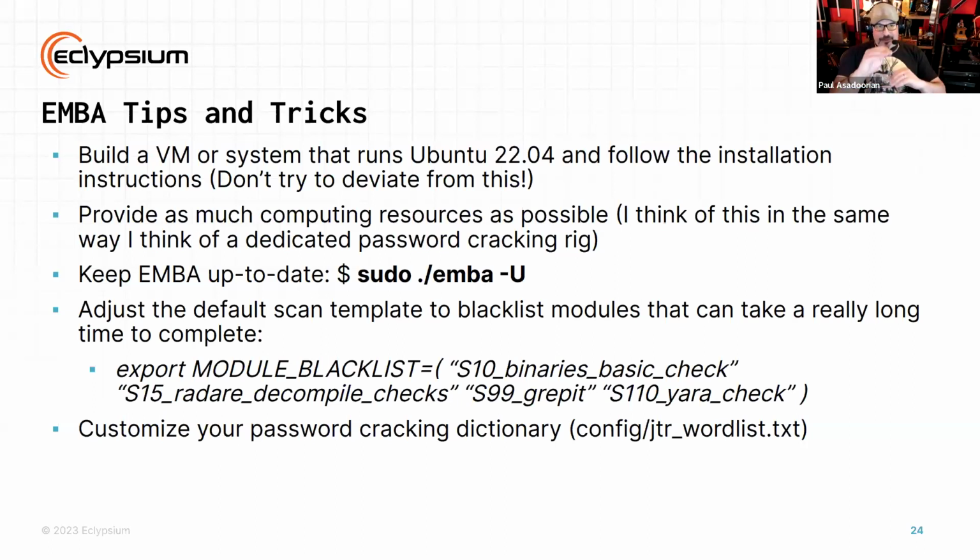And you can get even more if you want it to complete a little more quickly and don't want it to really go deep into the firmware, you can start excluding some of the modules. And again, they're all fully documented on the EMBA site. The last thing with EMBA is I like to customize my password cracking dictionary. I've got a lot of different password dictionaries, and you want to have ones that are specific to the kind of firmware that you're testing, or everyone has their own favorite word lists for password cracking. And so in the configuration, you can replace the word list with a word list of your own.